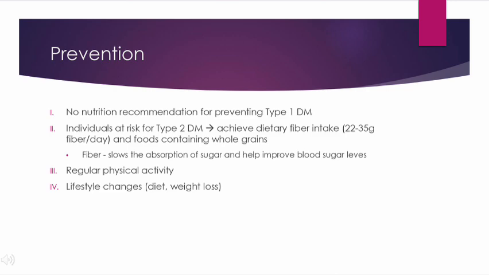Another important strategy is regular physical activity. Exercise improves insulin sensitivity, meaning the body can use glucose more effectively. Finally, lifestyle changes. This includes maintaining a healthy weight and adopting a balanced diet. So prevention is not complicated. It is based on consistent healthy habits. And these habits can significantly reduce the risk of developing diabetes.